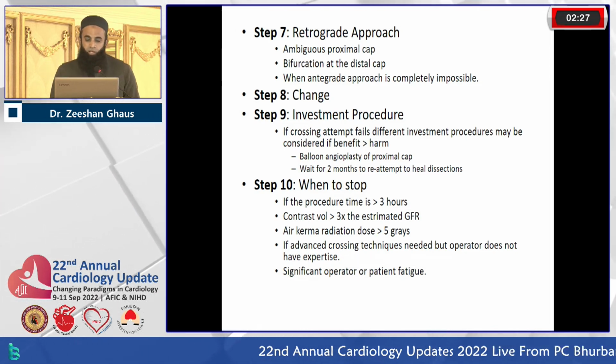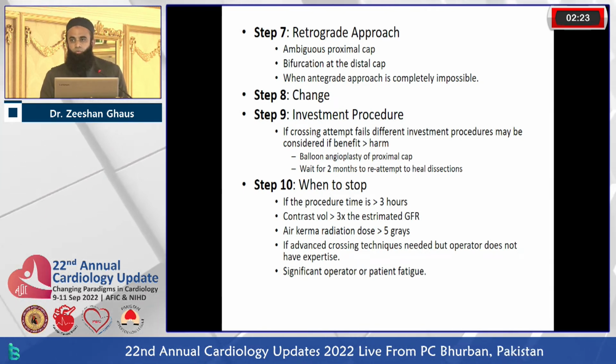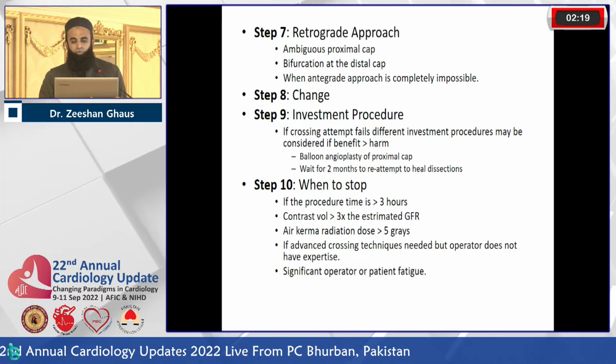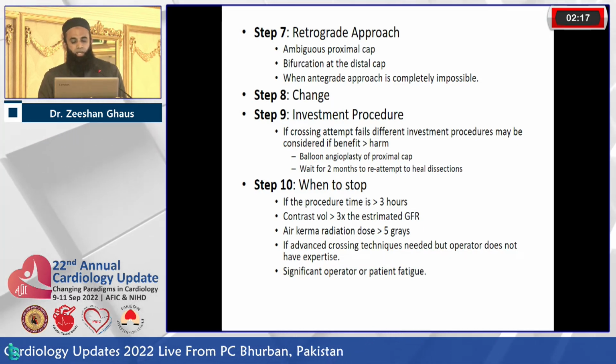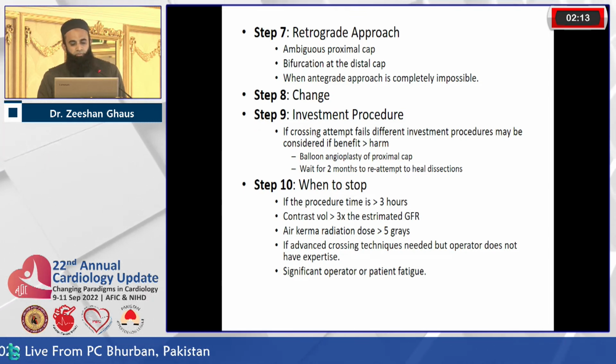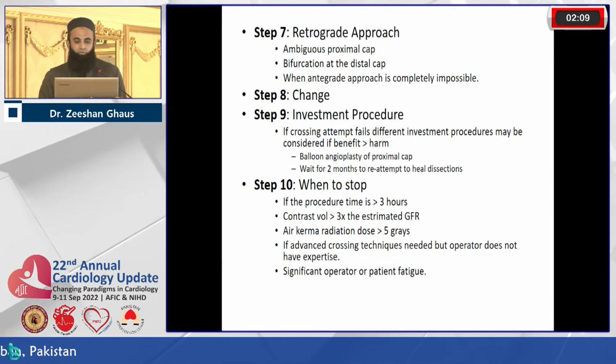And step 9 is that sometimes we do investment procedures. We do not go for 100% success. If the crossing attempt fails, different investment procedures may be considered if the benefit is more than the harm. We can do balloon angioplasty of the proximal cap and wait for 2 months to re-attempt, to heal dissections.